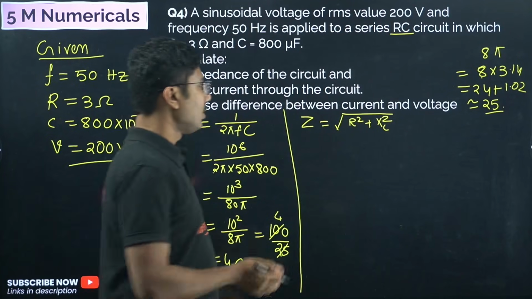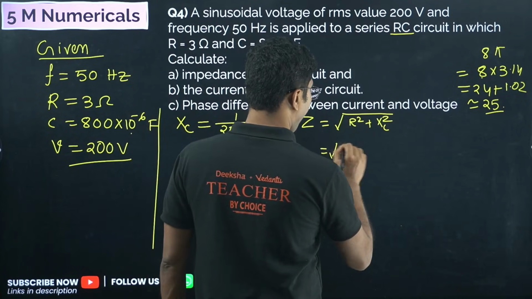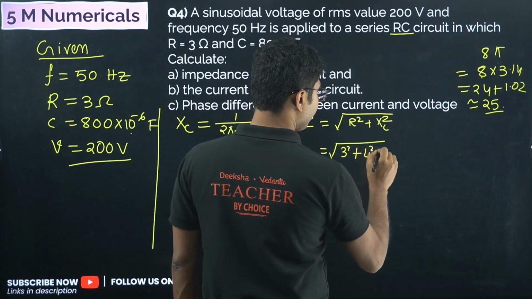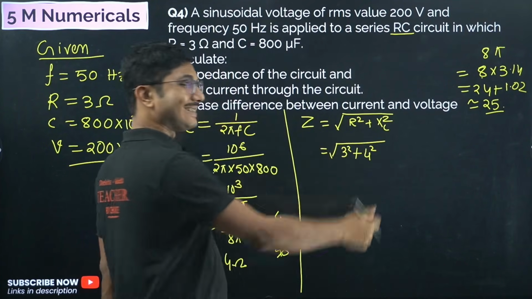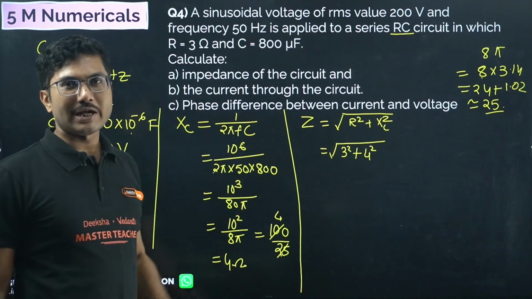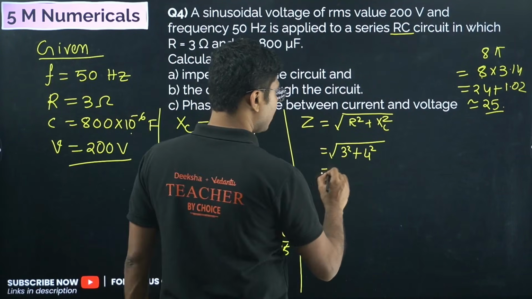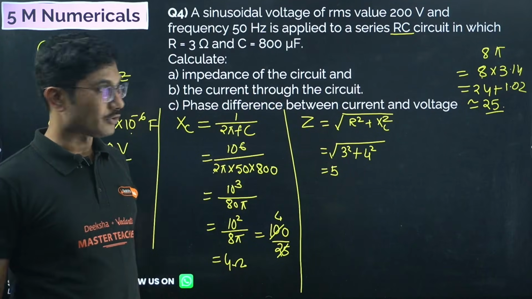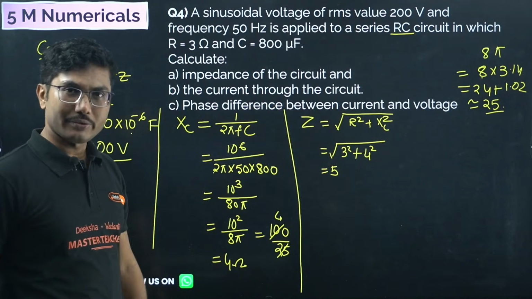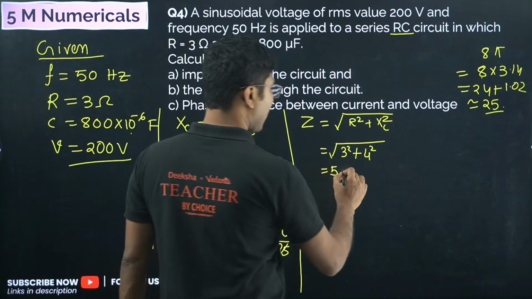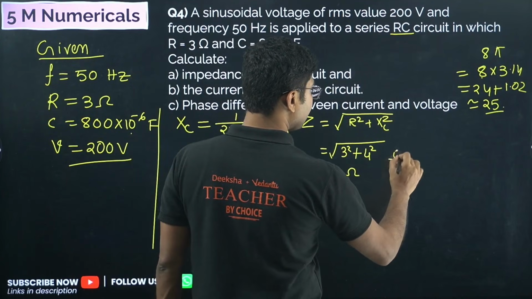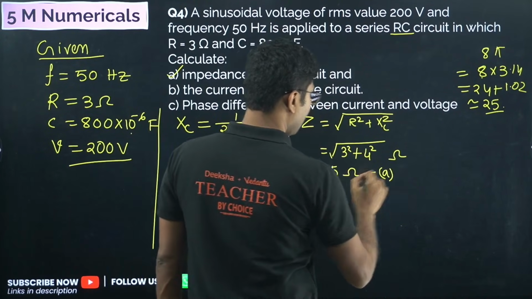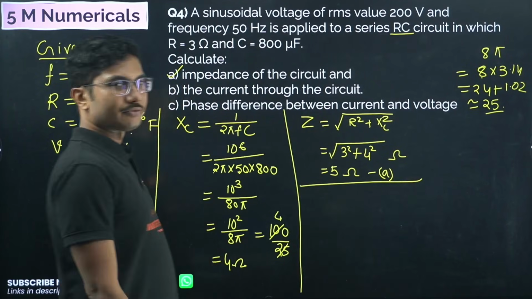So now let's put the values. R is 3 square, XC is 4 square. 3 square plus 4 square is 9 plus 16, which is 25, and the square root of 25 is 5. This is one of the oldest Pythagoras theorem based problems that you have solved, right? 3 square plus 4 square, square root is 5. So impedance is 5 ohm. The unit of impedance is ohm. So the first question is solved. This is part A. The first answer is solved, so you got some marks for you.